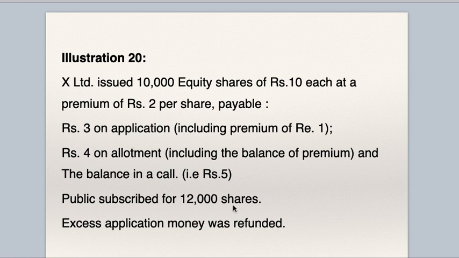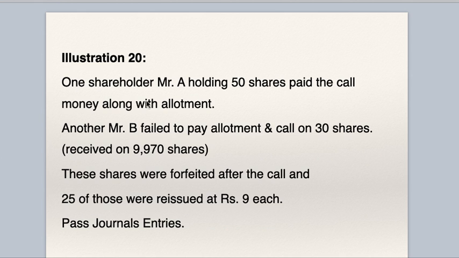Public subscribed for 12,000 shares. Issued capital is 10,000 whereas applications received are 12,000. They have received excess application. So this is the case of oversubscription. Excess application money was refunded. 2,000 extra applications they have received. So application money received on 2,000 applications was refunded back.